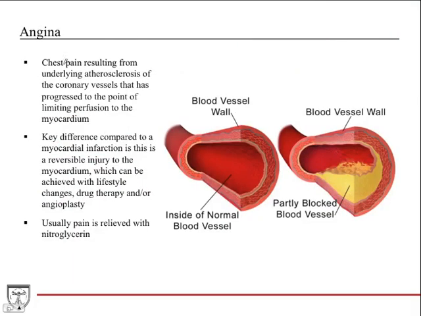So angina is chest pain that results from underlying atherosclerosis in the coronary vessels, and it progresses to the point where it limits perfusion to the myocardium. So you have that epicardium here, and then you have the myocardium here, and so here the vessels are coming in and beginning to develop narrowing of the lumen here due to plaque. The flow is still getting through, but it's progressed to a point where even the myocardium is beginning to experience some limited perfusion, and that's what gives you angina.